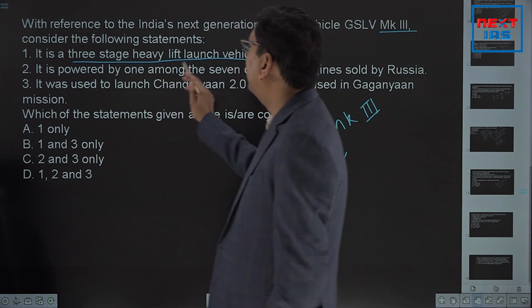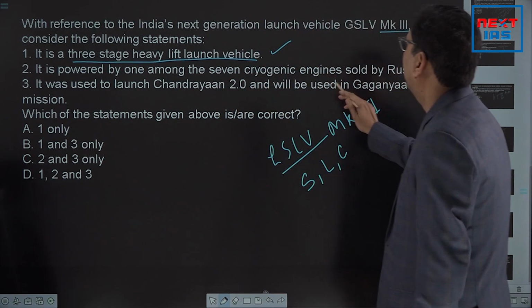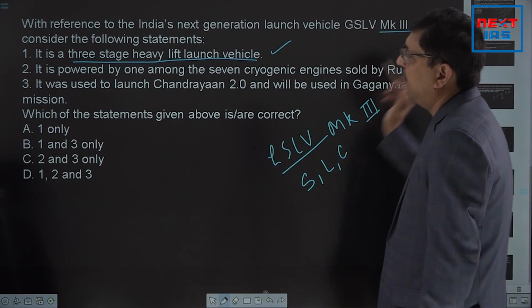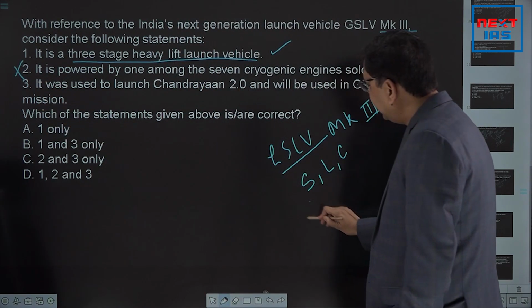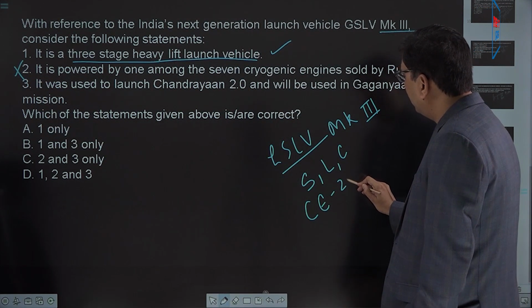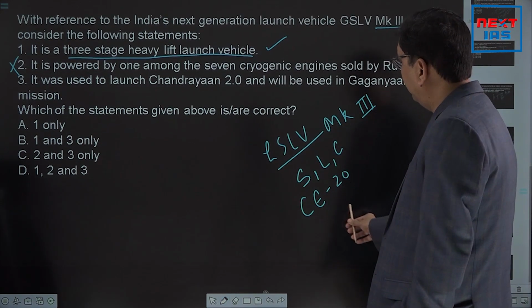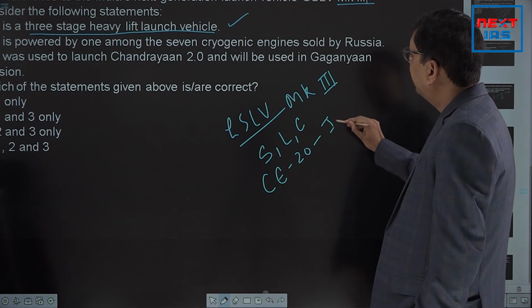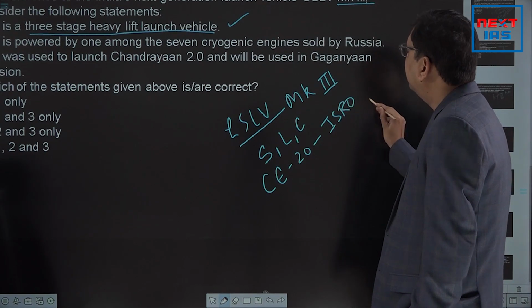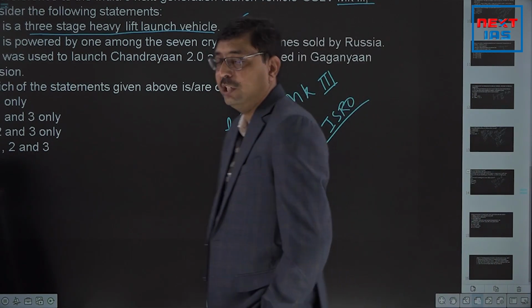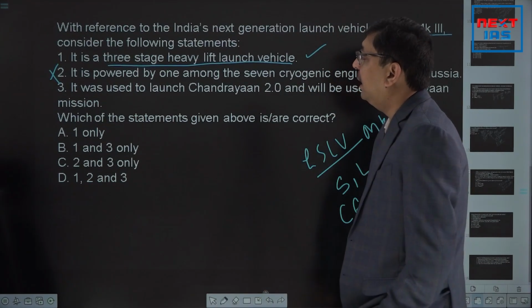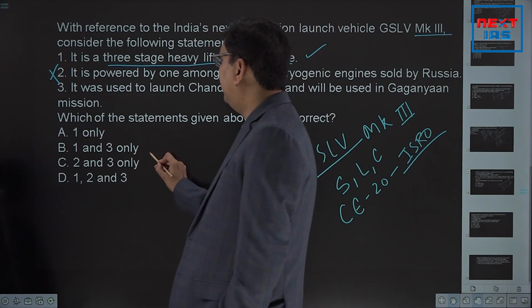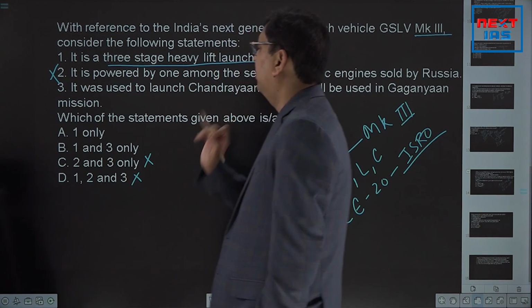Second, it is powered by one among the 7 cryogenic engines sold by Russia. No, it uses CE-20, a cryogenic engine developed by ISRO, which means it is an indigenous cryogenic engine. So it doesn't use the Russian one. So second cannot be the answer, third cannot be the answer.